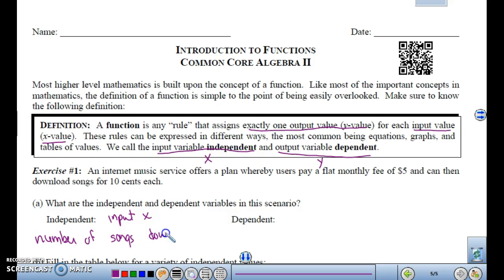So the input will be the number of songs. Okay, the output or dependent variable, which is the output, would be how much you're going to pay. It is going to be the total cost you're charged. So that depends on how many songs you're going to download. So the cost is dependent on, is a function of the number of songs downloaded. So you can see that this is a function based on the number of songs downloaded, your input, and that will give you how much it's going to cost.